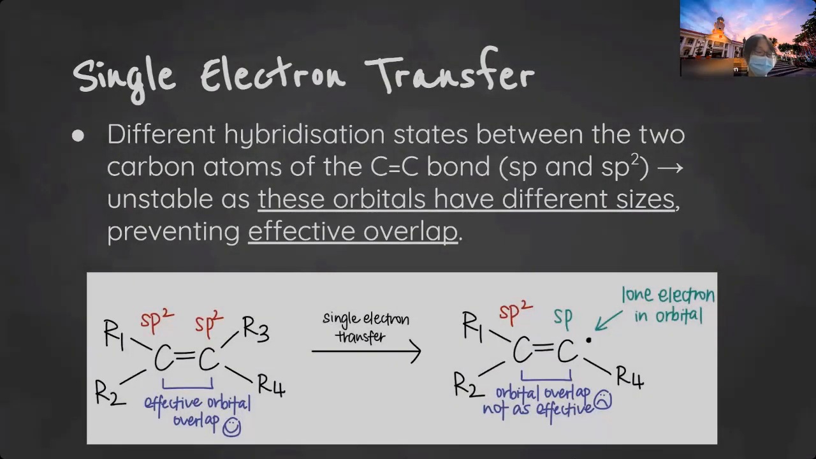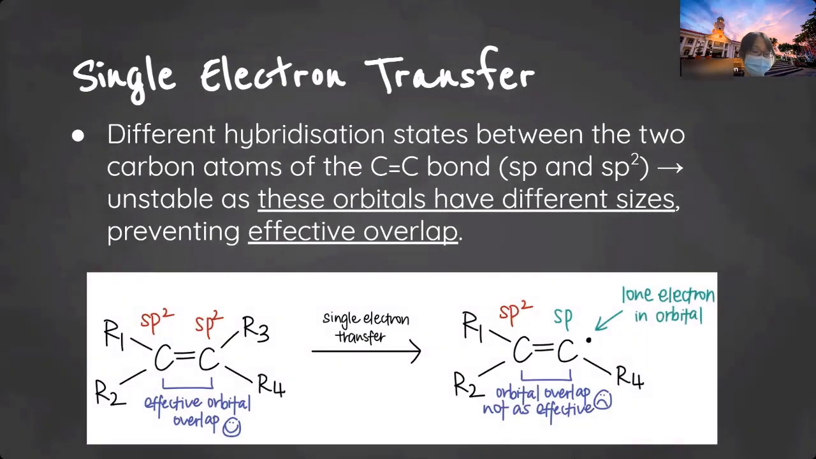As such, the hybridization state of the sp2 hybridized carbon atom will change from sp2 to sp due to the presence of a lone electron in a p orbital. The C=C double bond will now be between an sp2 carbon and an sp carbon, and this is unstable because the orbitals will have different sizes, preventing effective orbital overlap.